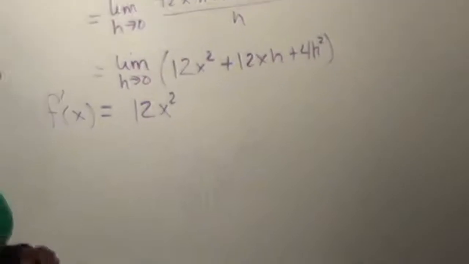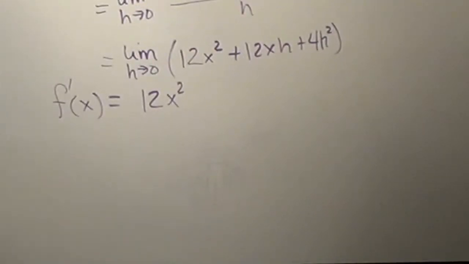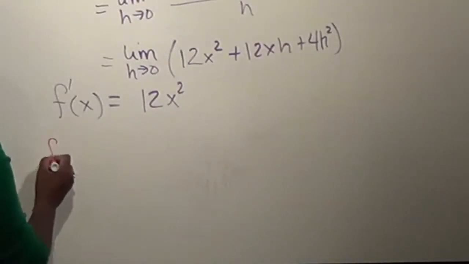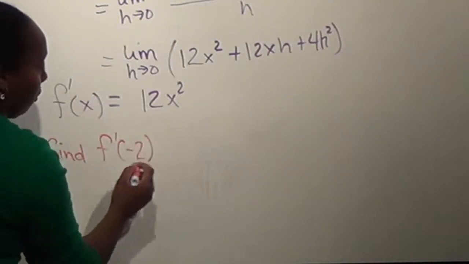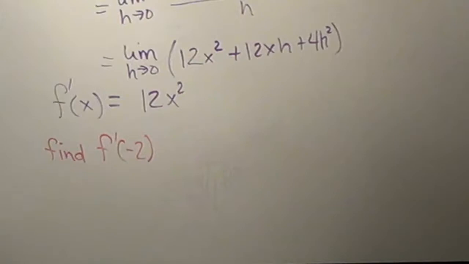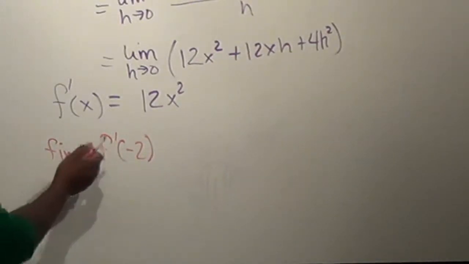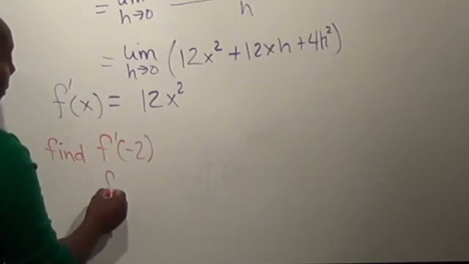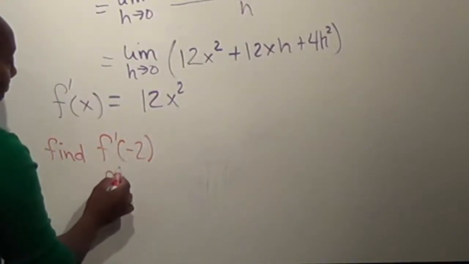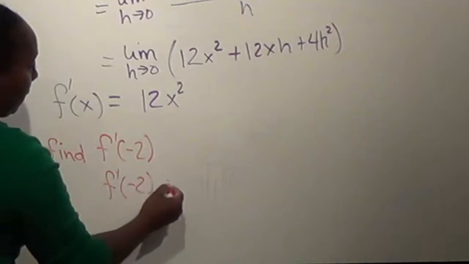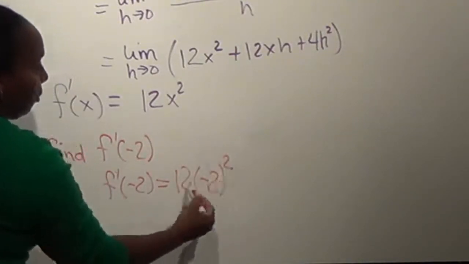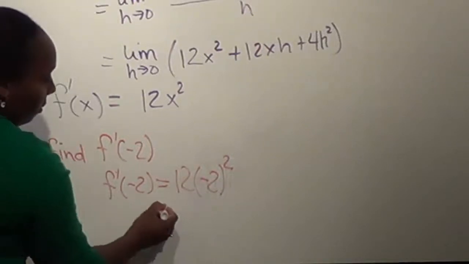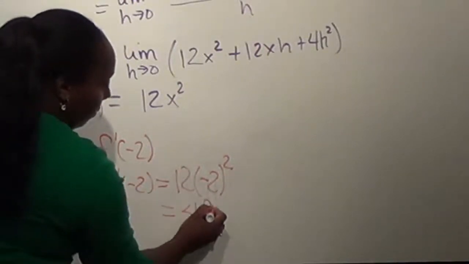So one of the things you may be asked to do is taking this derivative and say, find f prime at negative 2. Once I have my f prime of x, then I can do that. I can take and just put in negative 2, so that we see f prime of negative 2 is going to equal 12 times the negative 2 squared, which we can simplify as 4, so this would be 48.